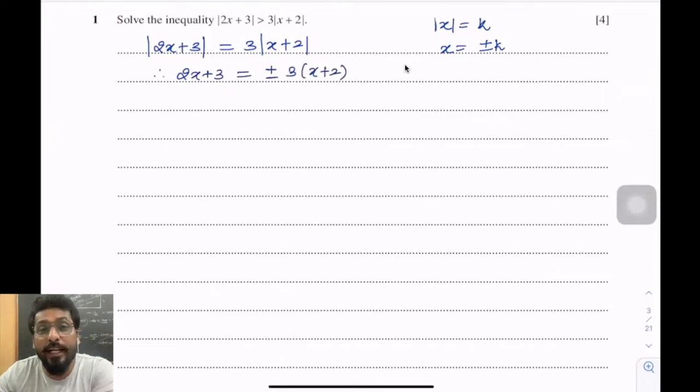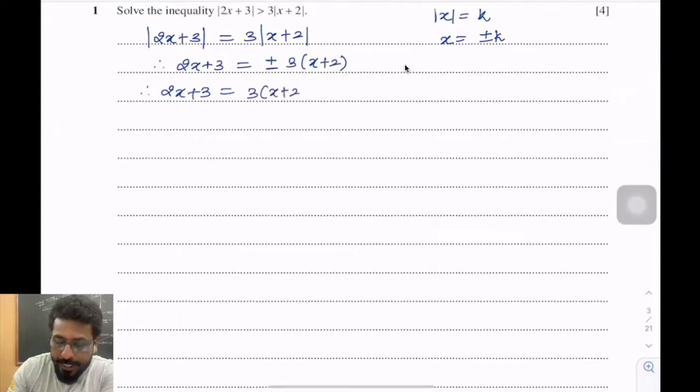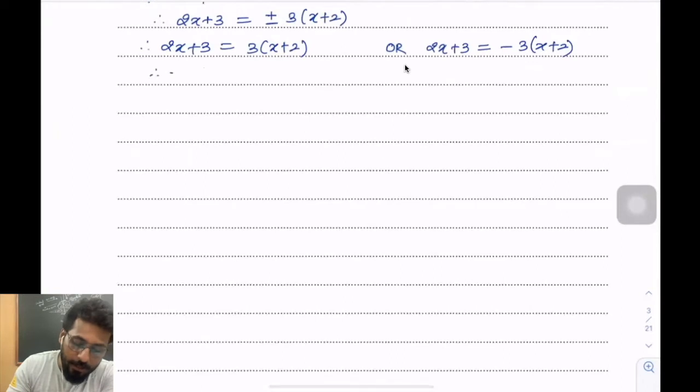So now you are going to get 2 linear equations, and we're going to solve them for the value of x. So I write 2x plus 3 is equal to positive 3 times x plus 2, or you can write 2x plus 3 is equal to negative of 3 multiplied with x plus 2. Now let's simplify both of them. So I get here 2x plus 3 is equal to 3x plus 6.